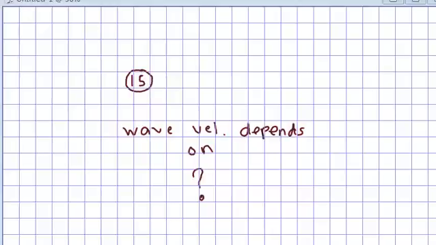This is a quickie, question 15. The speed of a wave depends on one and only one thing. We've talked about it at length. Nothing else matters. One and only one thing. Should be in your notes. Good luck. Next question.